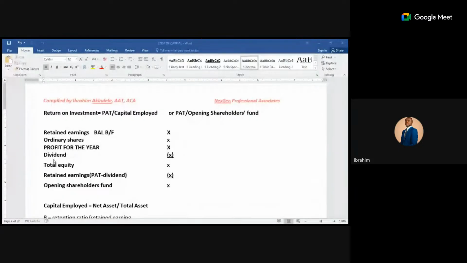Now, that total equity that you have, you should know that it is not only for that year, right? One, we have the previous year's retained earning brought forward. We have the ordinary shares. We have the profit for the year. We have the dividend for that year. So we don't need the retained earning of the current year. Therefore, you have to subtract.